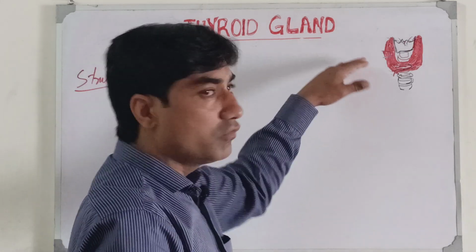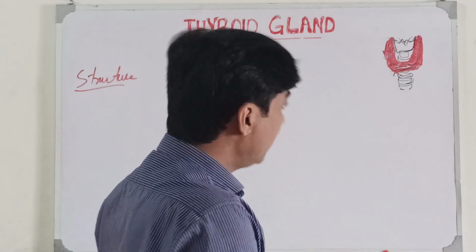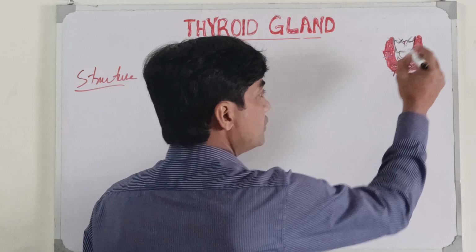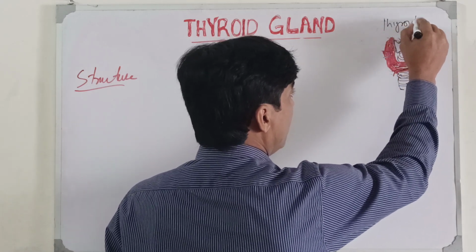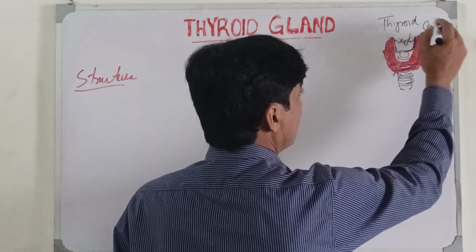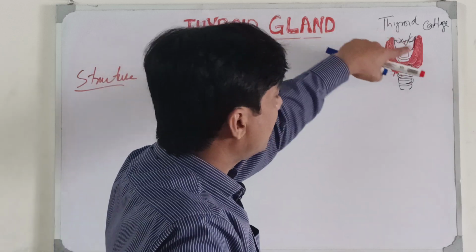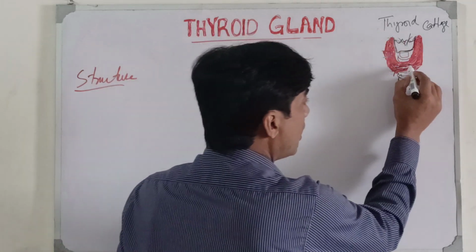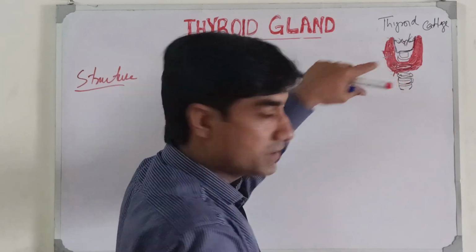Structurally, the thyroid gland is located at the base of the neck. At the base of the neck, here is the thyroid cartilage, or Adam's apple. Below this thyroid cartilage, there is a cricoid cartilage and the thyroid gland is located over it.